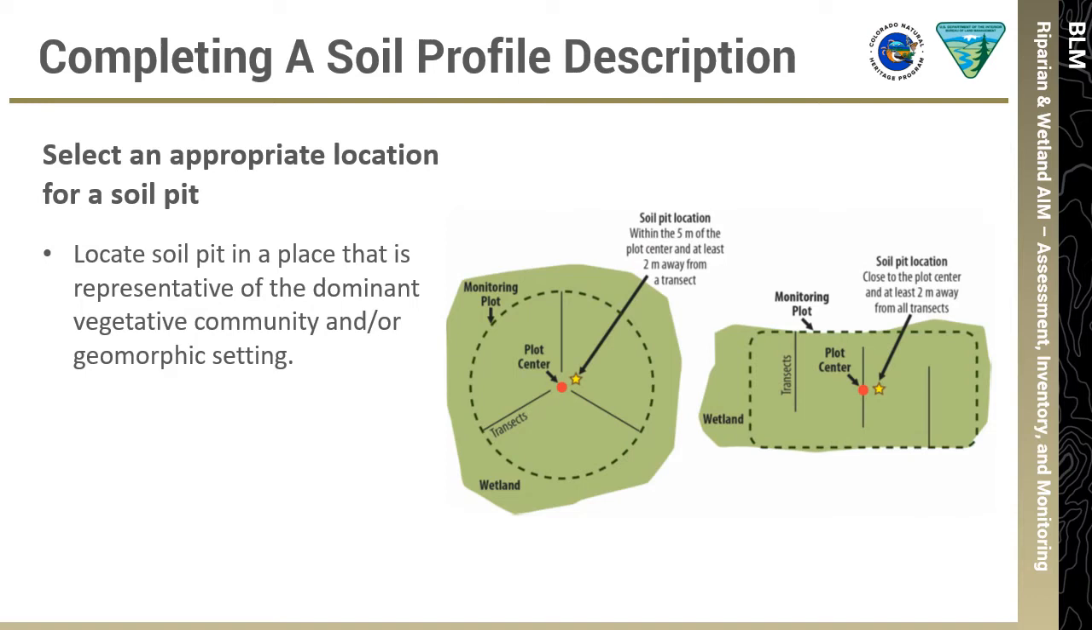To complete a soil profile description, you must first find a good location for the soil pit. Try to find a location that is representative of the site, which is typically within the most dominant vegetation community and/or in a location that represents the geomorphic setting of the area. For spoke layouts in homogeneous settings, the default location is within the 5-meter radius circle near plot center. In other layouts, the pit should be located close to plot center in a spot with minimal disturbance.